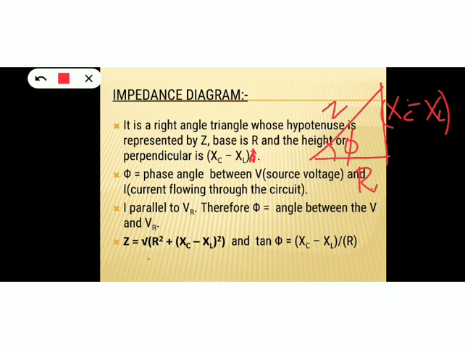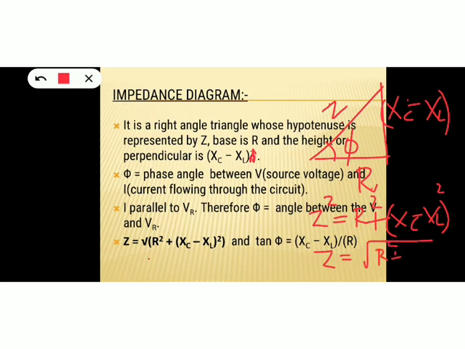What is Z? From this diagram, Z, hypotenuse square, that is Z square is equal to R square plus (XC minus XL) whole square. So what will be Z? Then Z will be equal to square root of R square plus (XC minus XL) whole square. So this is the expression for impedance, and this expression is obtained from the impedance diagram for an LCR series circuit.